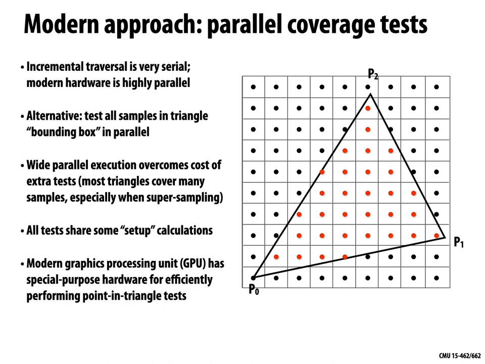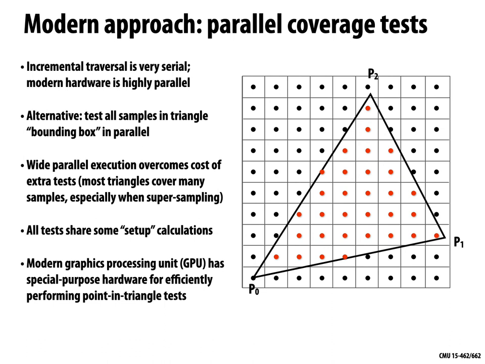And also, modern graphics processing units, because they know that the whole reason for these things to exist is to do lots and lots and lots of point and triangle tests, they actually just have hardware built in that will efficiently perform this calculation. Right? So that's part of the reason we can draw billions of triangles per second. That's what the hardware is designed to do.